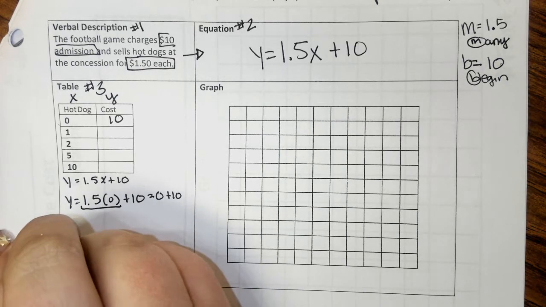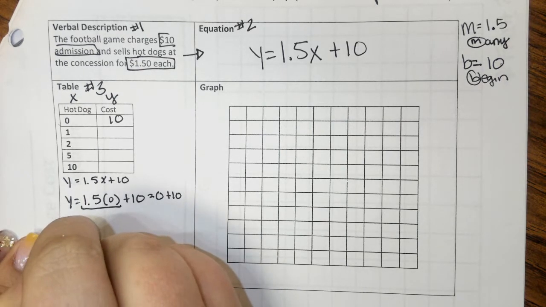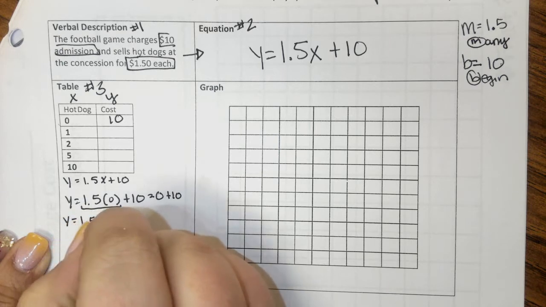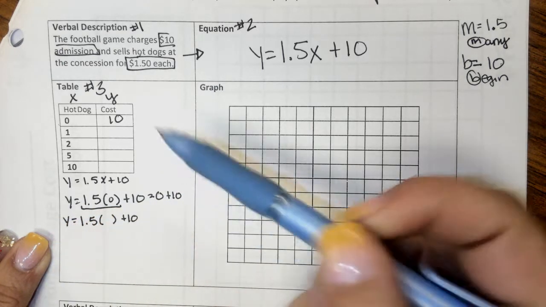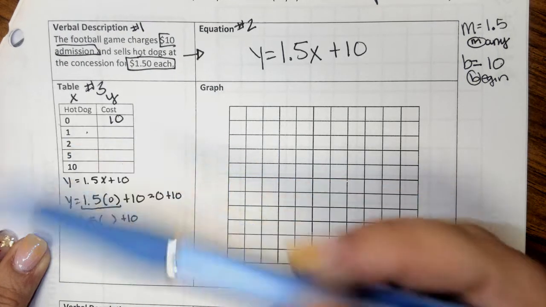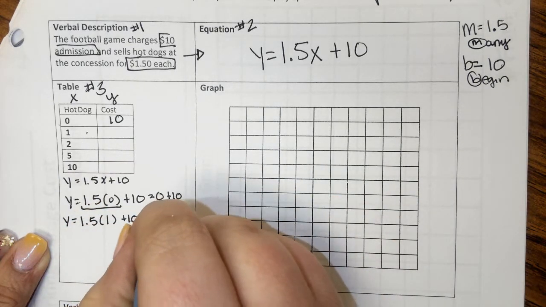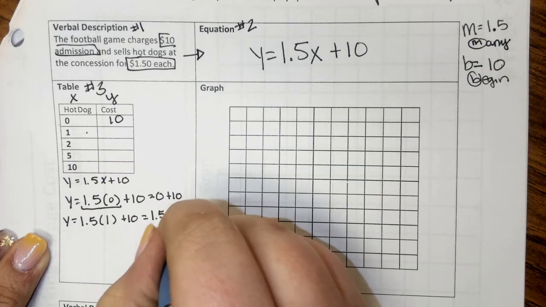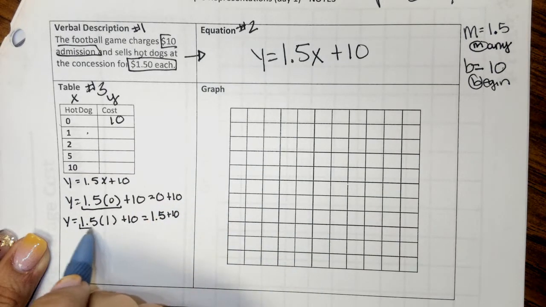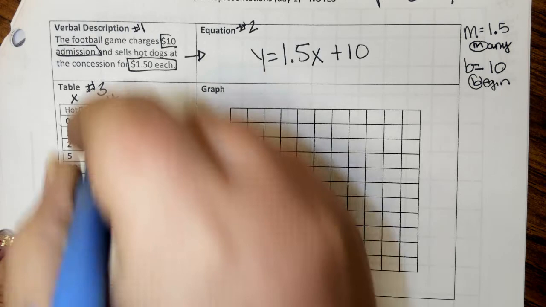I can do that same exact process. 1.5 times the x value plus 10. Now the x value is 1. Well, 1.5 times 1 is 1.5 plus 10. We did 1.5 times 1, and now we're adding 10, so that's 11.5.